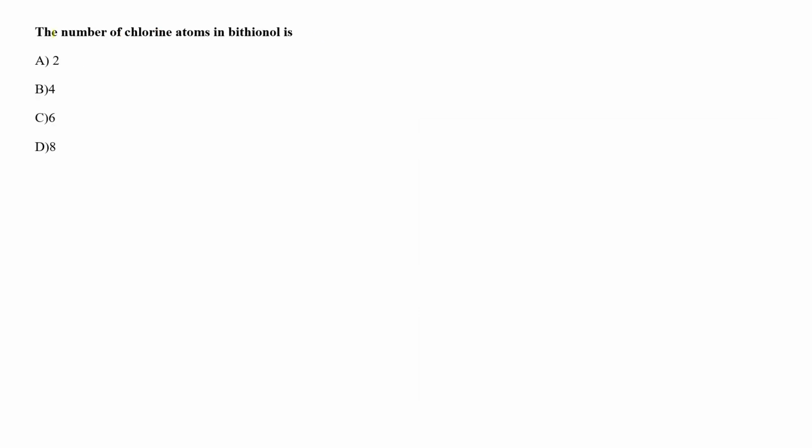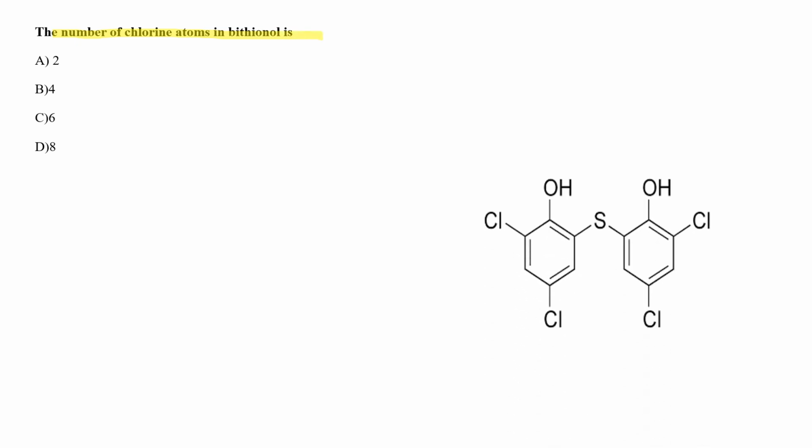Now, the number of chlorine atoms in biothionol is, so let us see the structure of biothionol. Here we see there are two aromatic rings connected by sulfur, multiple halogen atoms, that is 1, 2, 3 and 4, and two hydroxyl groups. So the correct option is, if we see only chlorine, it is 4. Correct option is option number B.